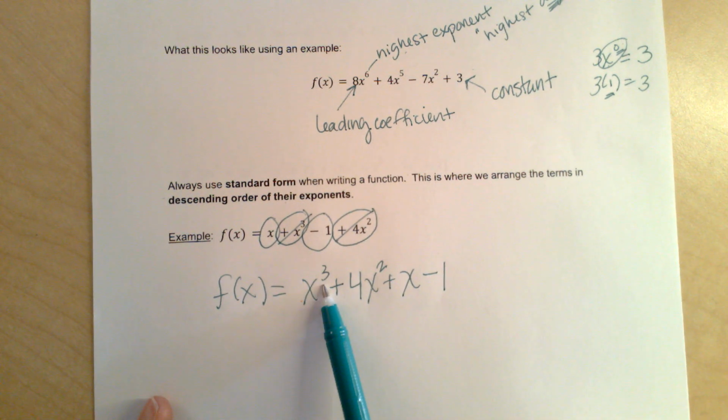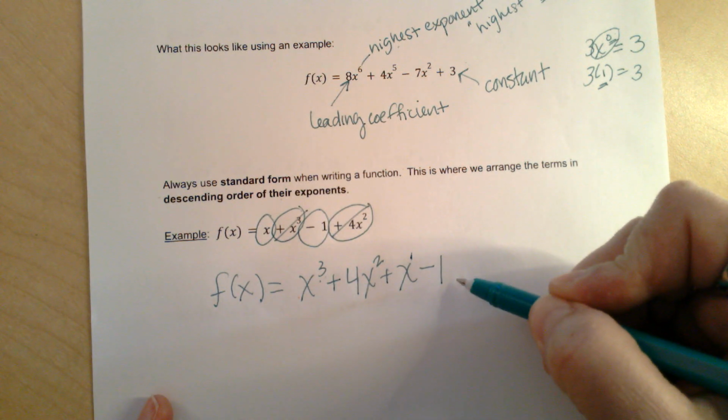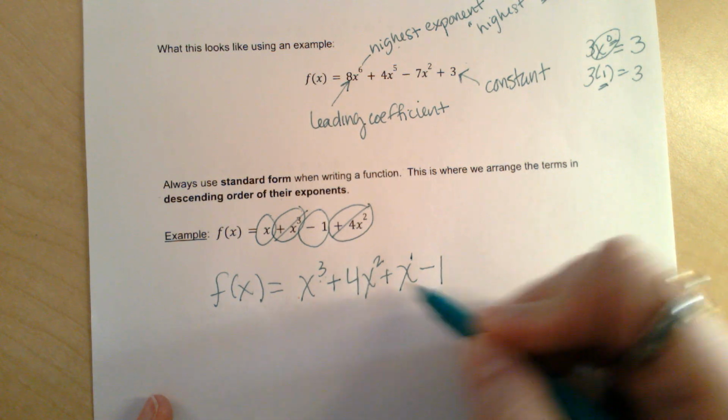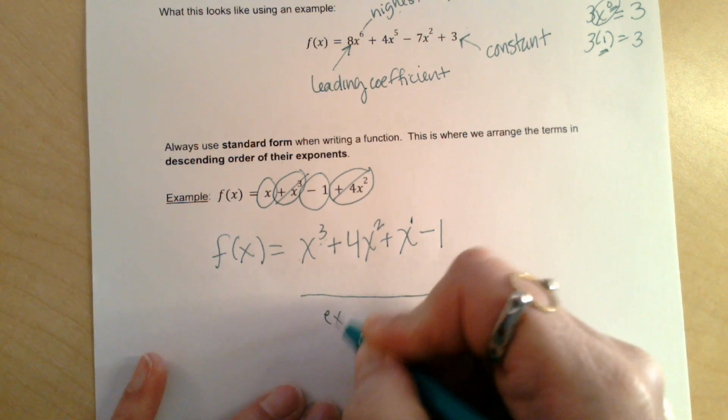So now the degree, or the highest exponent, is 3. And then we have 2, and this is really a 1, and then we have none. So you can tell that we have decreasing exponents. It's written as the exponents are decreasing.